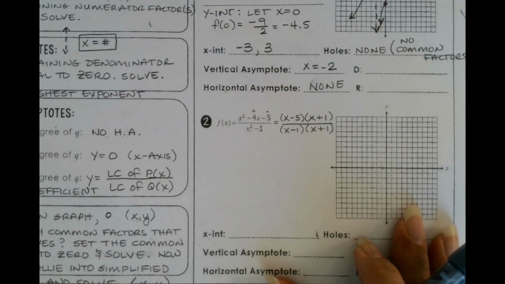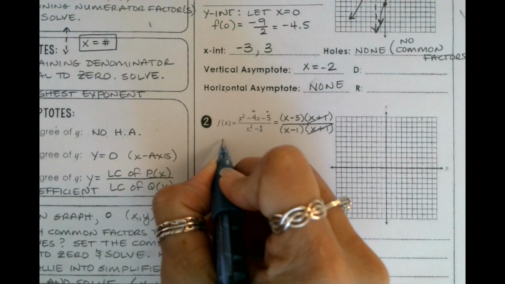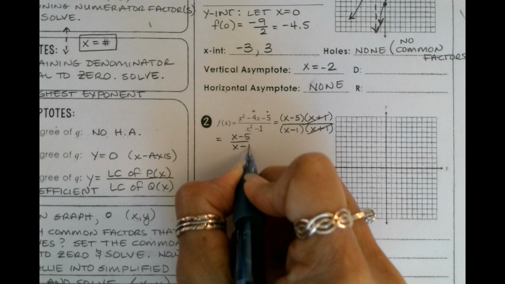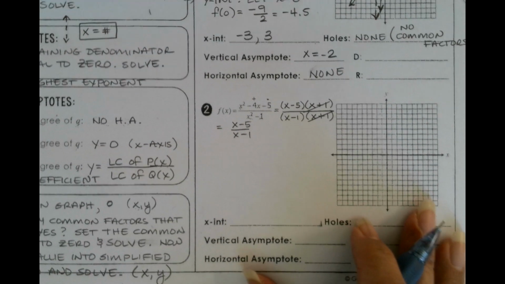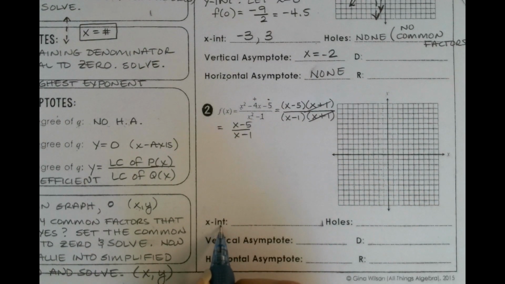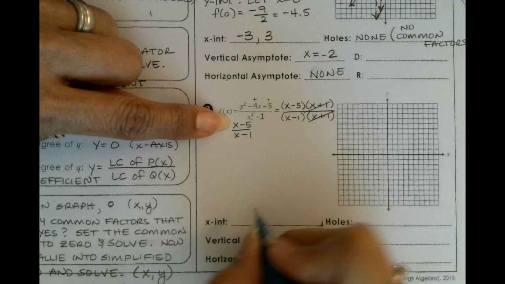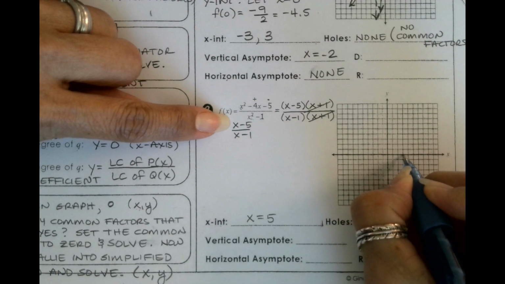Okay? All right, so are there any common factors to further simplify? Yes. So x minus 5 over x minus 1 is our rational that we are going to focus on. So let's go do our x-intercepts. X-intercepts, look to the left of your screen, says to look for numerator factors and set them equal to 0. If I set x minus 5 equal to 0 and solve, my x-intercept would be 5. 1, 2, 3, 4, 5.